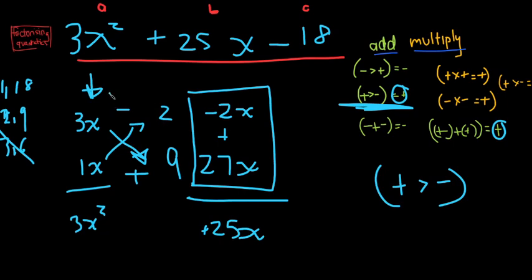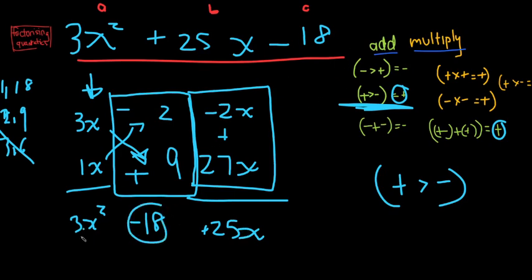Now let's see if this works. -2 times positive 9. That results in -18. So yeah, that matches. Perfect.